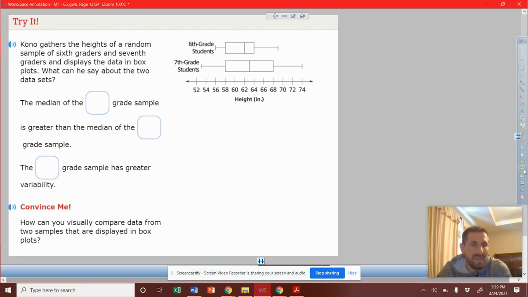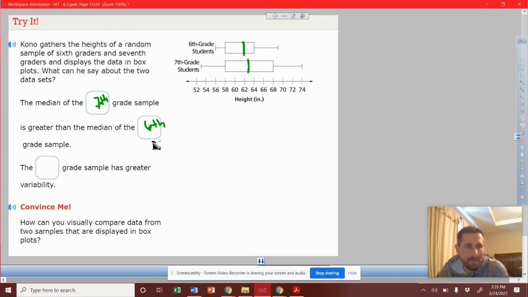The median of the blank grade sample is greater than the median of the blank grade sample. So we just have to look at which median is greater, right? Here's the median here, and here's the median for the 6th graders. So the median of the 7th grade sample is greater than the median of the 6th grade sample.